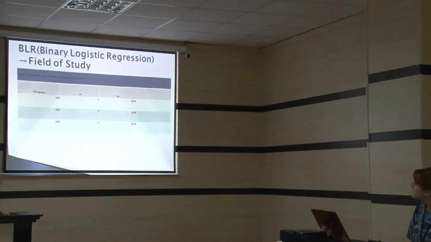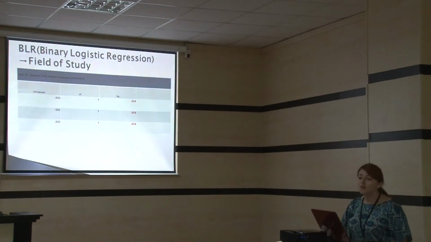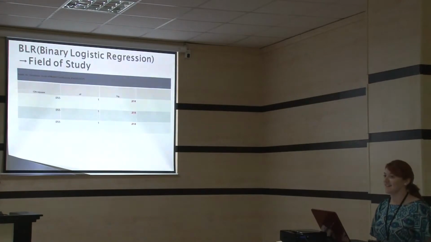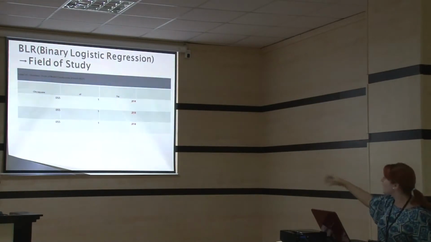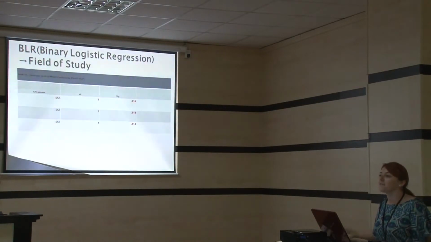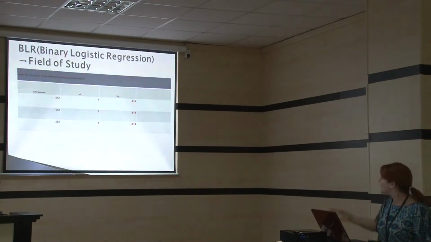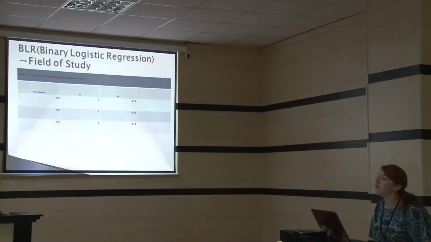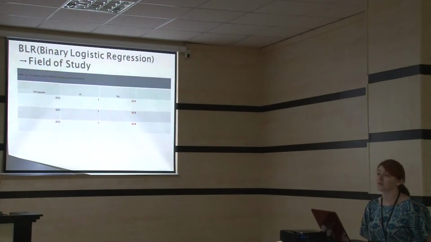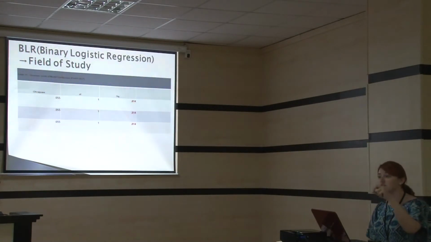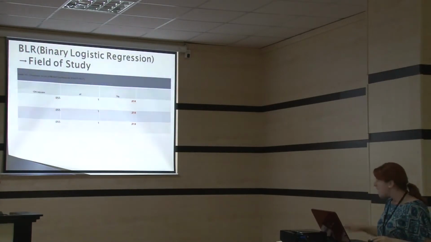So here we have another table. We can see the relationship between field of study and use of internet for learning purposes. Well, our significance value is larger than it should be. It approximates almost 1, it's 0.814. So we can conclude that field of study really does not make a difference or is not statistically significant on use of internet for learning purposes.